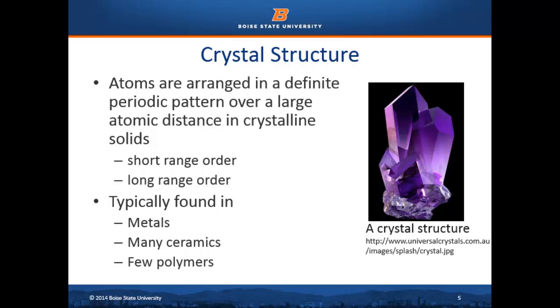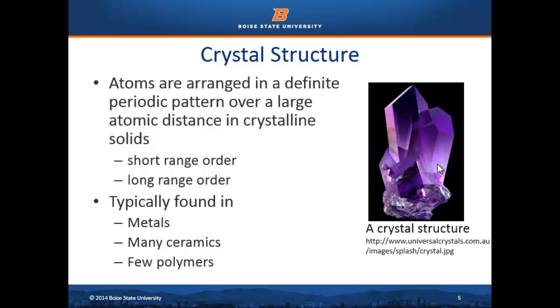So, crystal structures are those kinds of atomic structures where atoms are arranged in a definite periodic pattern over a large atomic distance in crystalline solids. They usually have long range order, which gives rise to bigger grains. Some crystal structures might also have relatively short range order, which gives rise to a solid with many tiny grains. The picture of a crystal shown on the screen is a large crystal with long range order. See how perfect it looks in its geometry.